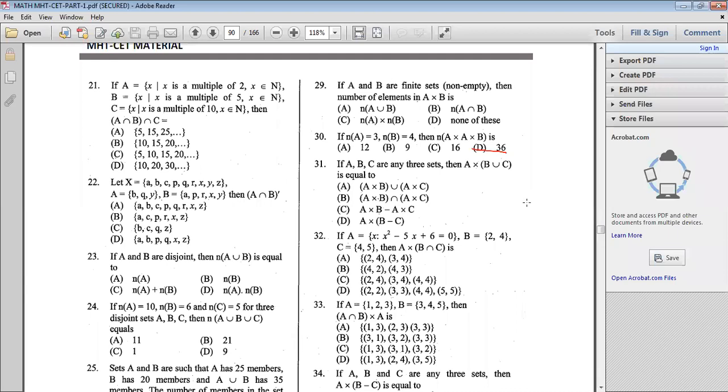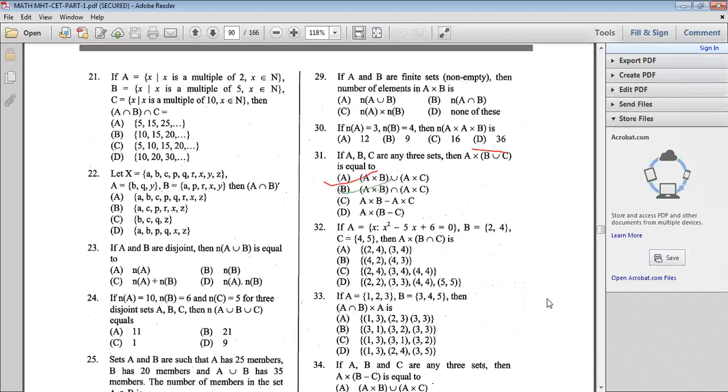Now look at the 31st problem. What is the formula for it? I just gave you the formula. A cross B union A cross C. That is the first option, A cross B union A cross C.